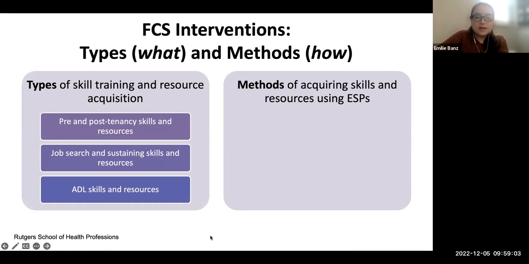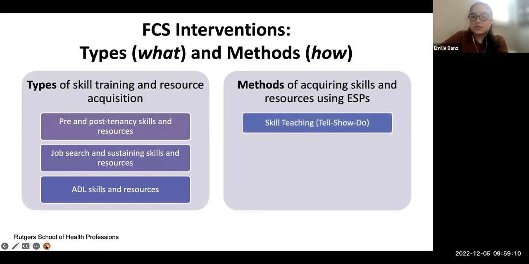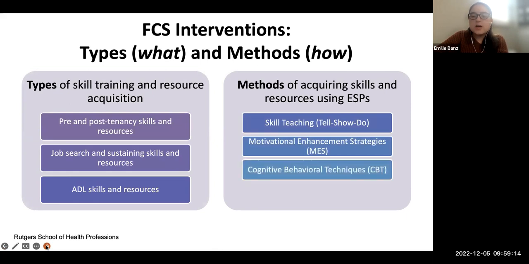And the different methods of acquiring skills and resources using these evidence-supported practices are skills teaching, like tell, show, do, using motivational enhancement strategies, using cognitive behavioral techniques, and then utilizing illness management and recovery techniques. And these are some of the things that I'm going to talk about today in more detail.